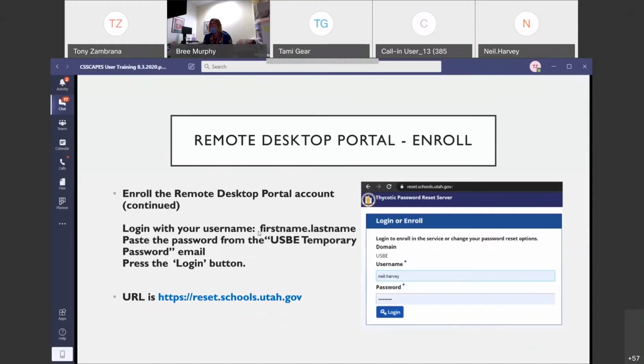And if perchance you don't see that for a while, or if you forget to do it, just search for an email from the password reset. That's where it will come from. So you can find that email in your inbox. So once you hit the finish enrollment button, it will take you to this website. It's basically an account management website for your remote desktop portal. You can then log in with the username and the password from the email, and it will allow you to enroll. So if you want to go ahead and click the next slide.